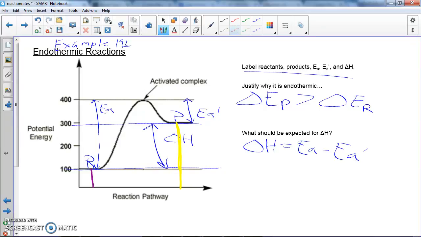All right, so we're going to look and see what our E sub A is. It is from 100 to 400. So if you think about this line that you drew earlier, that's 300. And then the product line, I believe this is supposed to be right at 300. So 300 to 400 is 100 kilojoules, most likely the unit. So that's 200 for delta H. It is positive like we'd expect. If you think back to the thermochemistry unit, exothermic reactions had a negative delta H, and endothermic reactions had a positive delta H.